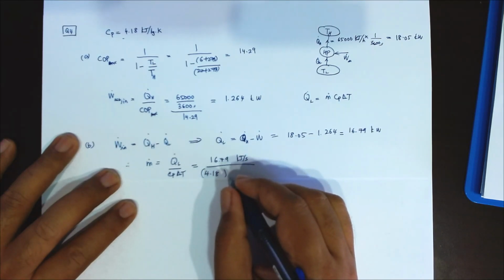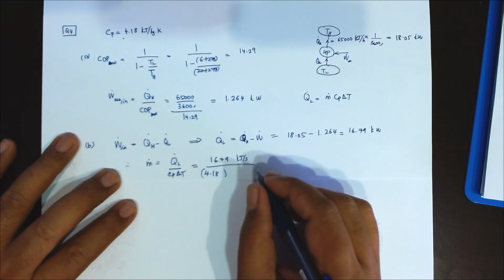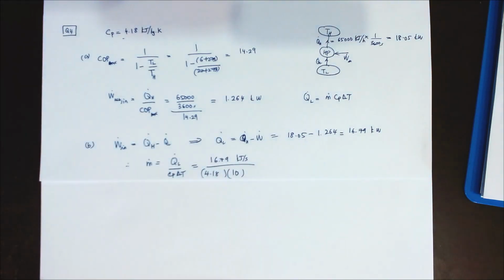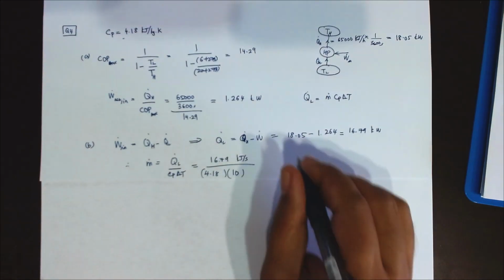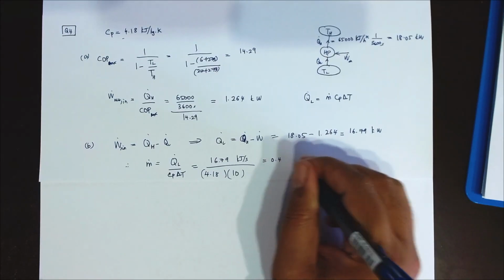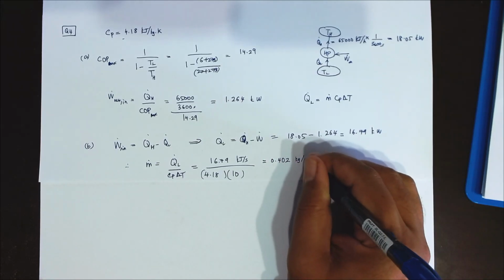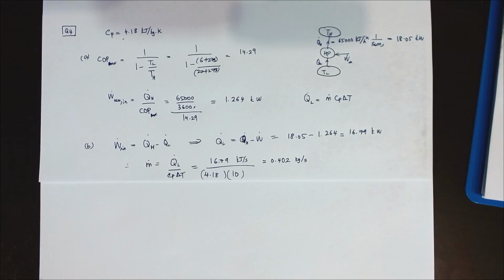The temperature difference is 10 degrees Celsius. So 16.79 divided by 4.18 divided by 10 gives 0.402 kilogram per second. So that's it for question number 4.